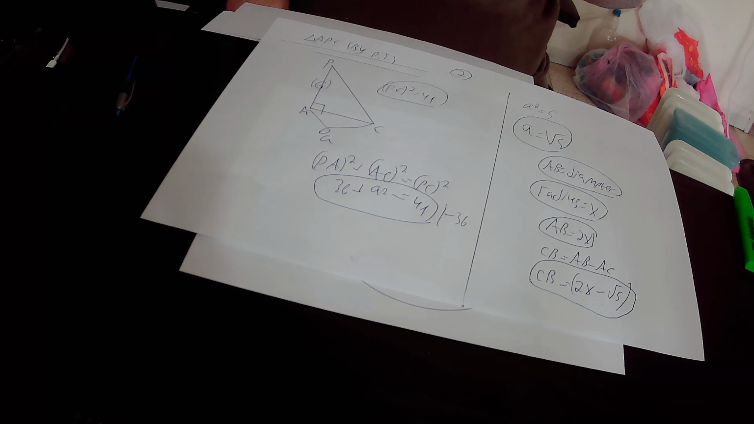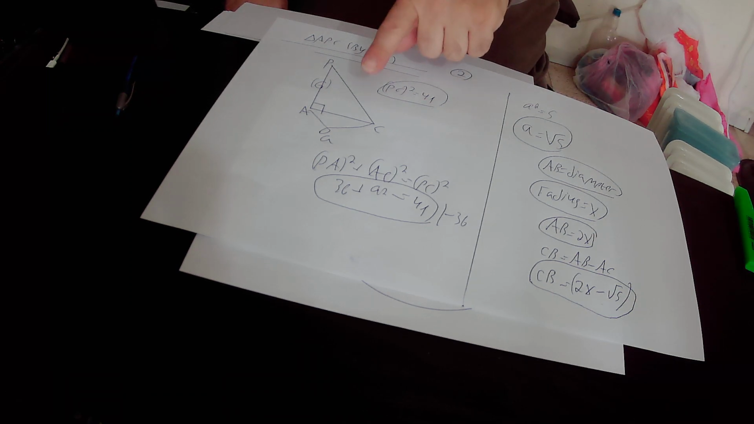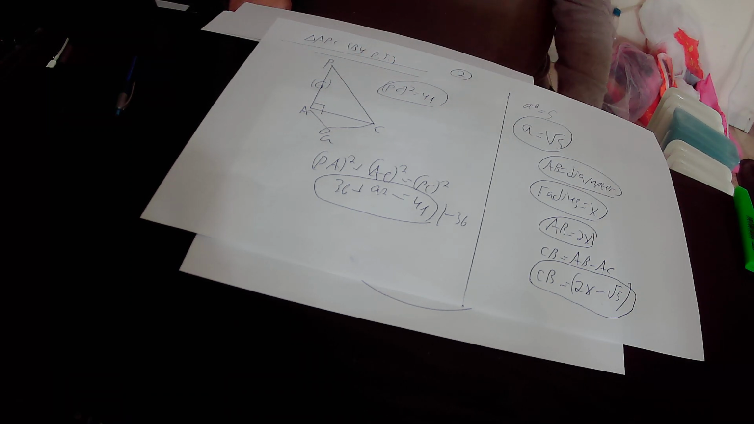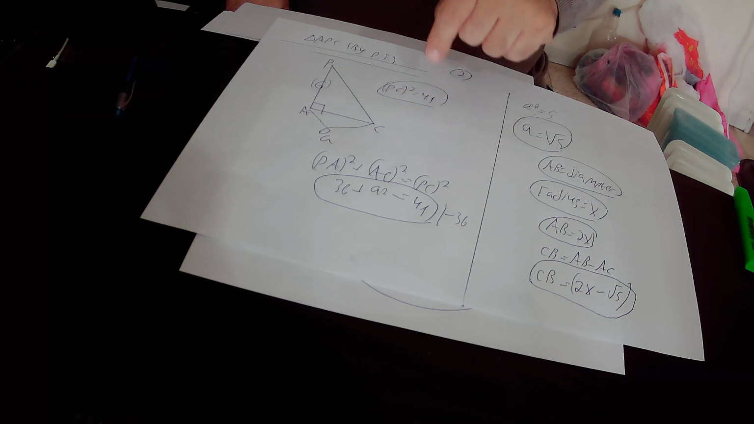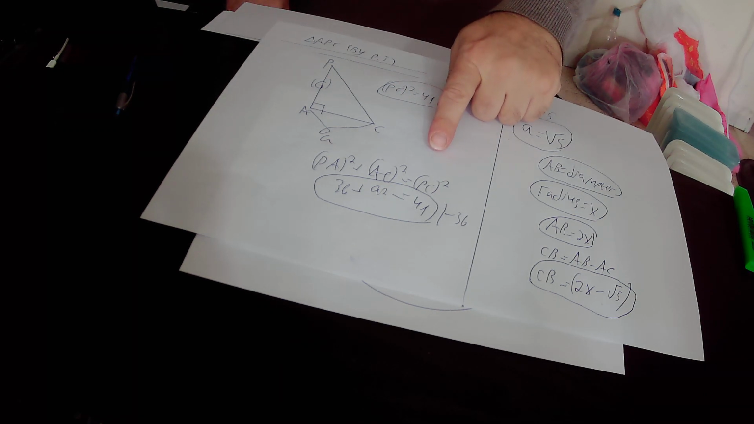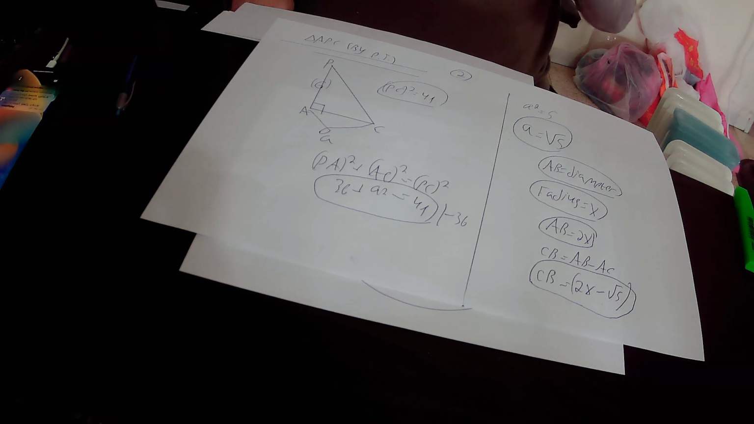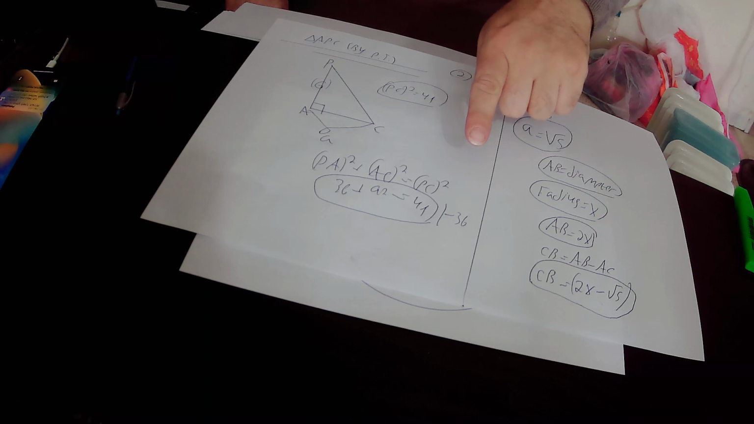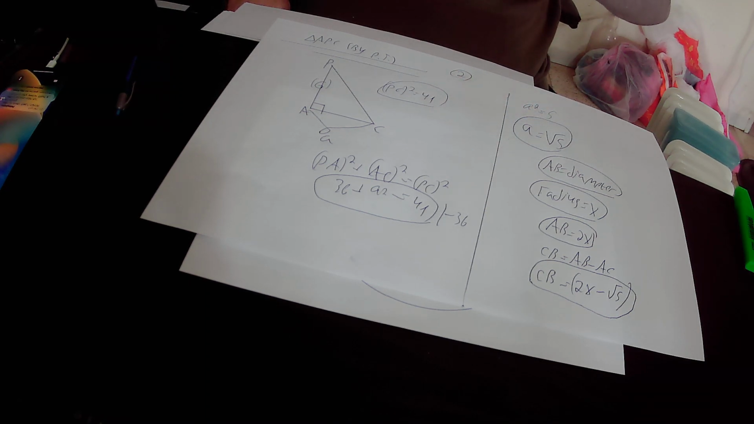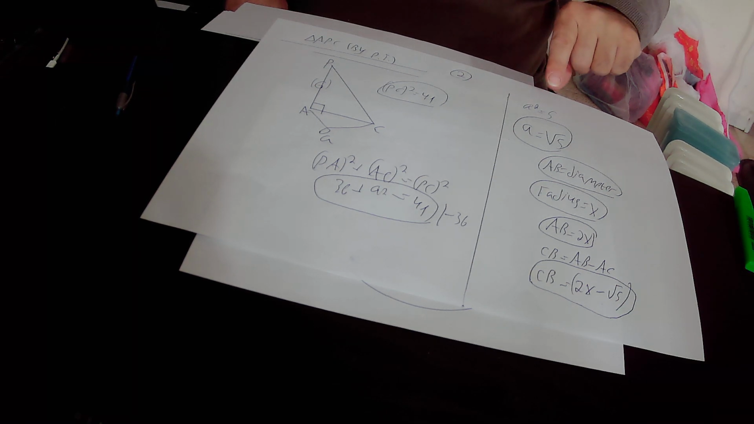PA is 6, therefore PA square is 6 square, that is 36, plus AC square. AC is A, therefore AC square is A square. And it must be equal to PC square, but we already found that PC square equals 41, therefore we can substitute PC square by 41. So in conclusion, 36 plus A square equals 41. Here we subtract 36 from this equation, and finally we found that A square equals 41 minus 36, which is 5. So A square equals 5.